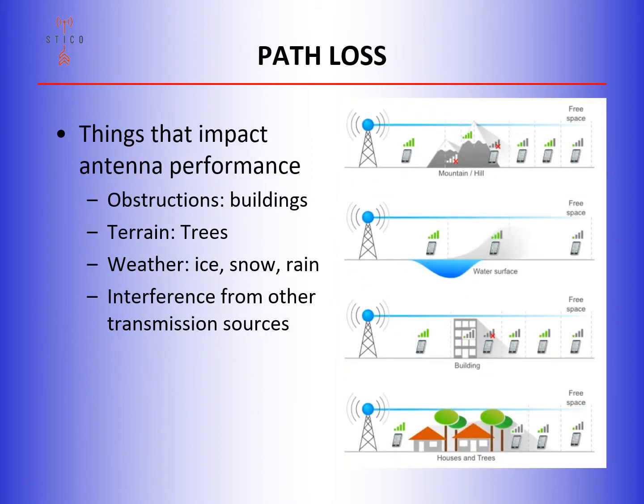Because we are dealing with signals traveling through free space, there are things that are going to impact our antenna's performance that are beyond our control. There are obstructions such as buildings, other vehicles, terrain, hills, and trees. Weather, ice, snow, and rain can impact our performance, and of course interference from other transmission sources. That's why it's so important to optimize our antenna for our application so that we can get the best performance out of the system as possible.